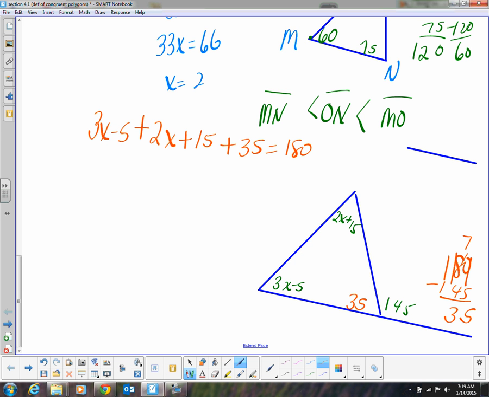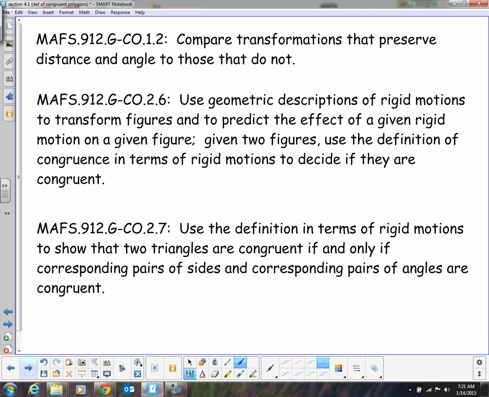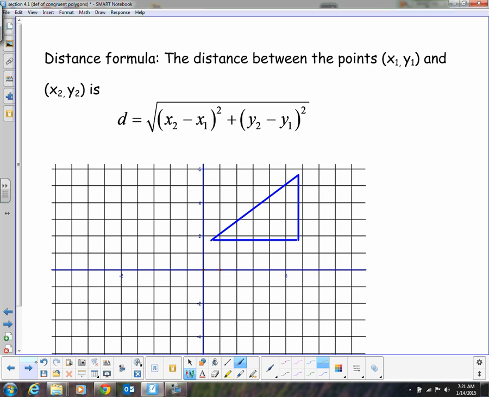Everybody else, pass your papers to the center, please. So one of the skills is to be able to look at it. I've already had that if we had gone in order of the book. All right, so it says we've done compared transformations that preserve distance. Oh, we got to start here, distance formula. This is from Algebra 1.